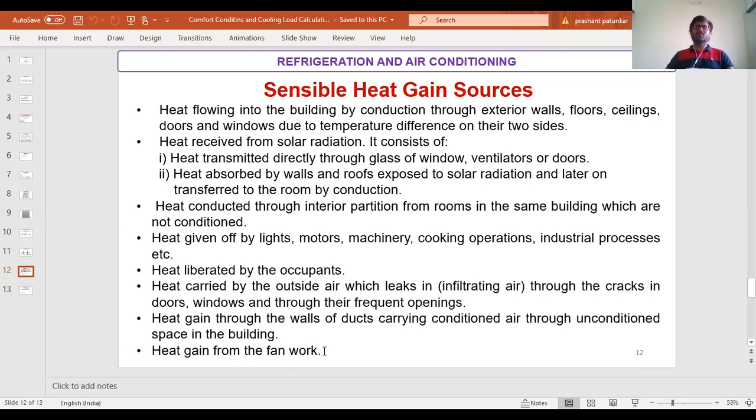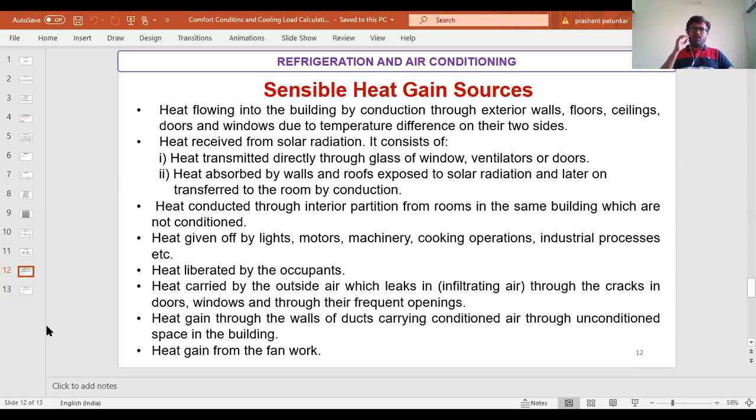Then the heat gain from the fan work. The fan would be used for the proper distribution of the air into the space that has to be conditioned, isn't it? So you need to appropriately distribute the air, and cause appropriate air movement so that the effect of the air can be felt throughout the space that has to be air conditioned. Some work would be required for the fan, so electrical energy will be required for the operation of the fan to maintain the positive flow of air, and due to the work of the fan, some heat would be added into the space that has to be conditioned. So all these are nothing but the sources which contribute to the sensible heat gain.